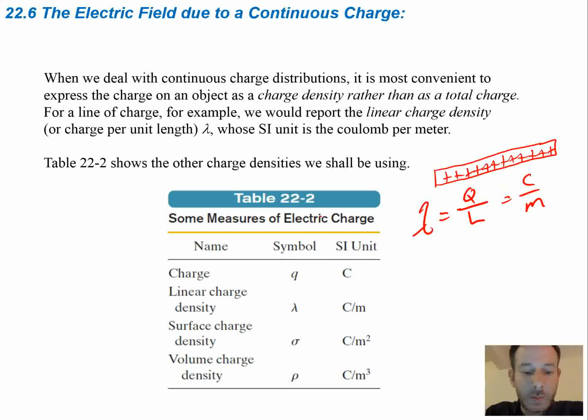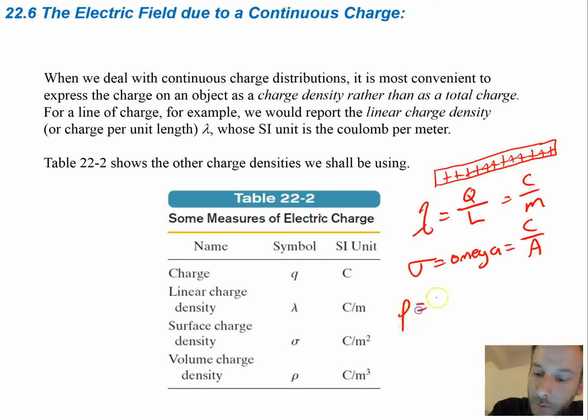So there's other charge densities that we can use. If we had a charge distributed over an area, we would have a surface charge density. So that's given by sigma, and that's going to be a charge over an area. And then finally, if we had a volume, we could have a volume charge density, and that's going to be given by rho, which is charge over some volume.